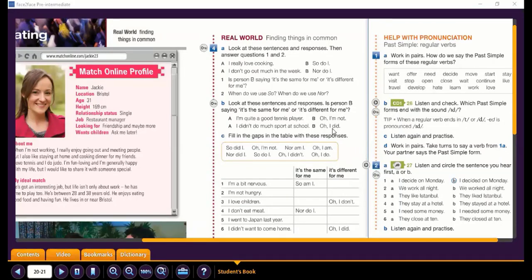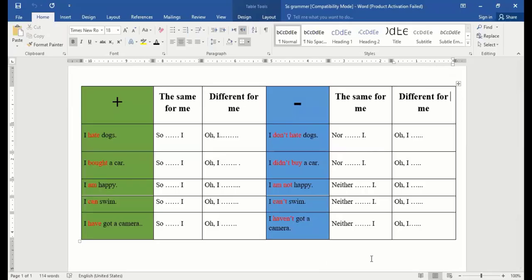Yes. Okay, let's go to the grammar board. Just a minute. Okay, can you see it now, guys? Yes. So here we have positive sentences in green and negative sentences in blue, if you can see.